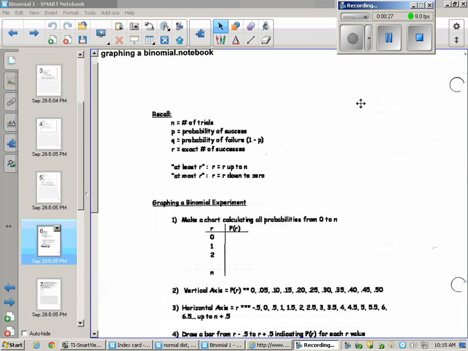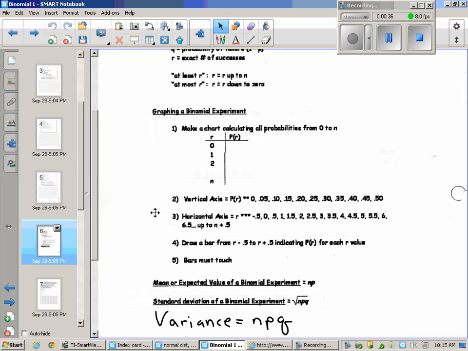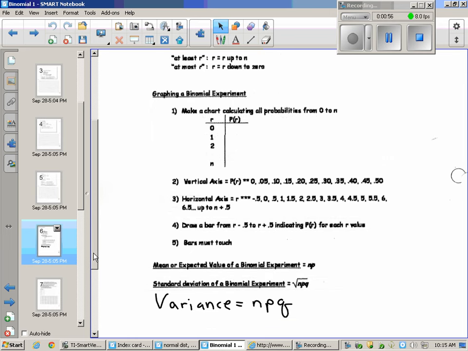So graphing our binomial experiments, we are going to make a chart calculating the probability from 0 to n, n being the total number of trials. The vertical axis is always going to have the scale 0, 0.05, 0.10, 0.15, and so forth. The horizontal axis, we're going to start with negative 0.5, 0.5. In the examples to follow, you will see how to graph that. We're going to draw bars and they must touch.